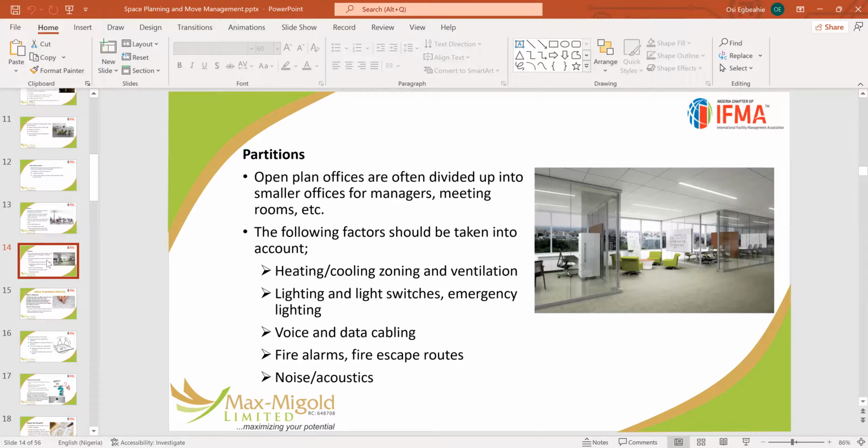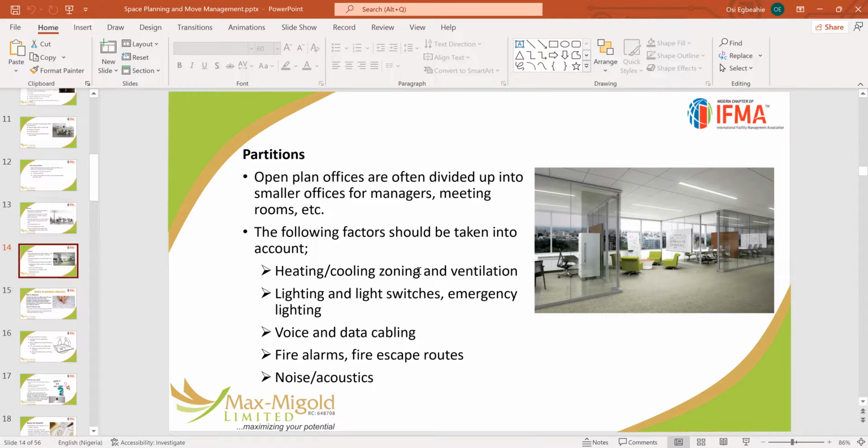Partitions. Open offices are often divided up into smaller offices for managers, meeting rooms, and so on. The following factors should be taken into consideration when you are doing partition of the space, especially if it's a space you are just moving into that you are not used to before. You need to organize and know exactly what the space looks like.